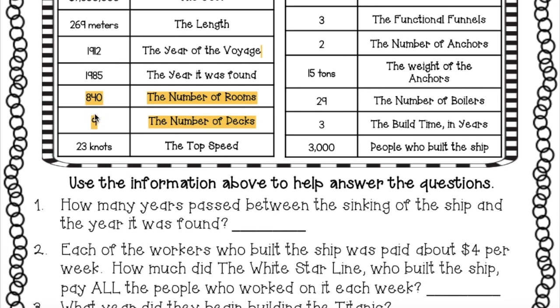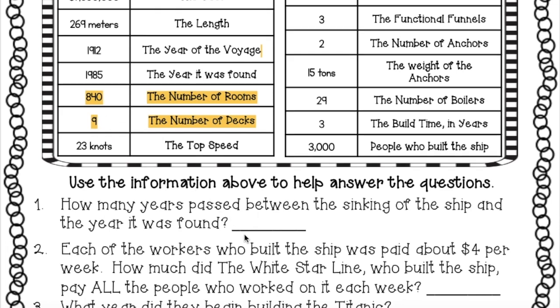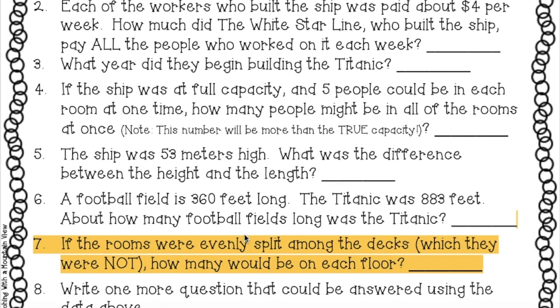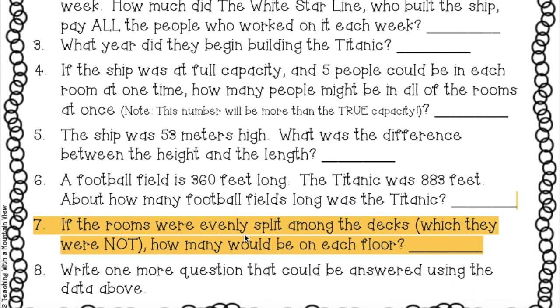To set up this equation, I am going to make it a division problem. I'm going to take 840 divided by 9 to get my answer for number 7. Now you will get a decimal answer for this, and that is totally okay. I just would like you to round it to the nearest whole number.